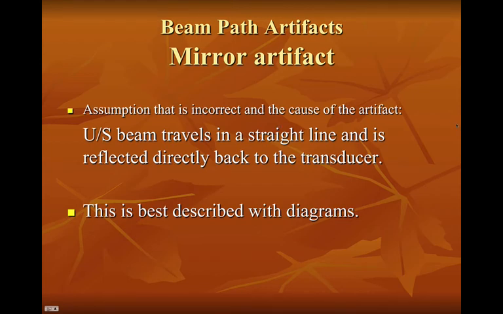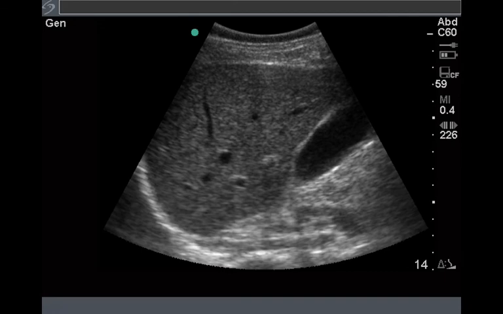The next group of artifacts is beam path artifacts, and the one we'll talk about is mirror artifact. The ultrasound machine has to assume that the ultrasound beam goes in a straight line and is reflected directly back to the transducer, but it doesn't always happen like that. This is a picture of a liver. So this is the liver, these are hepatic veins, this is the gallbladder, and this is the diaphragm.